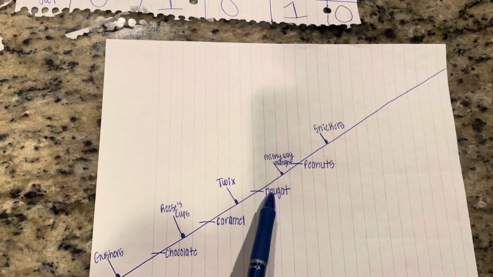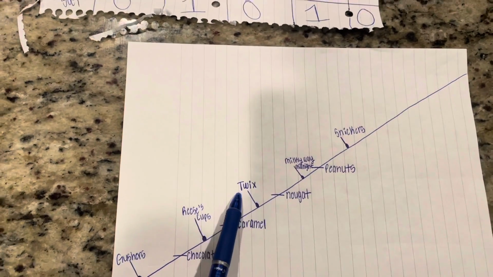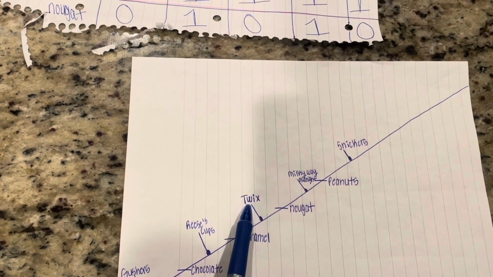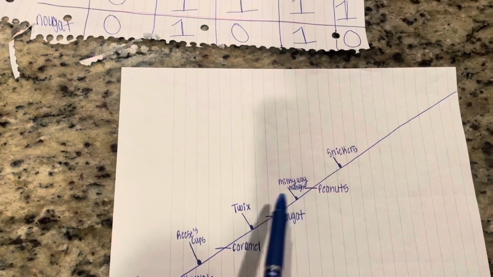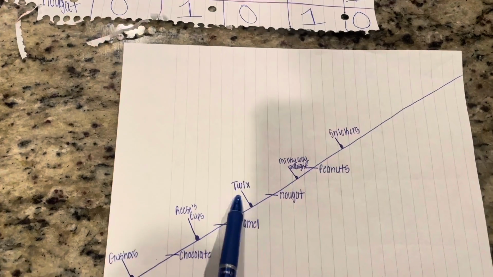The fourth trait that they share in common is nougat. For the third organism, we would put Twix. We would not put Twix above the nougat line because Twix does not have nougat.